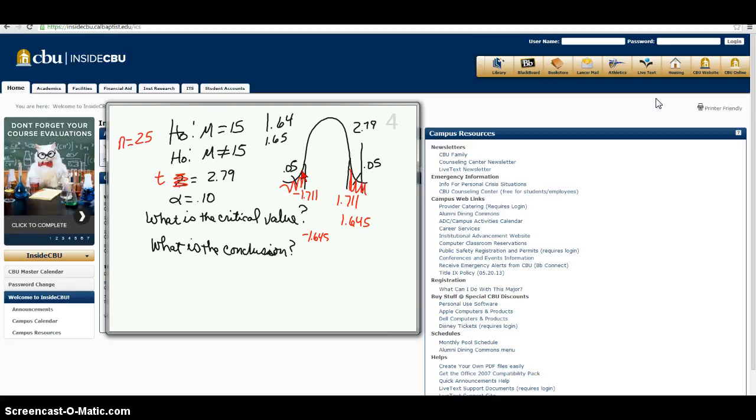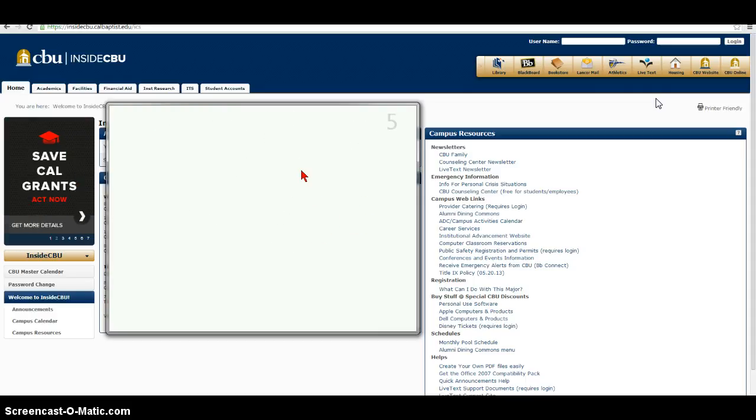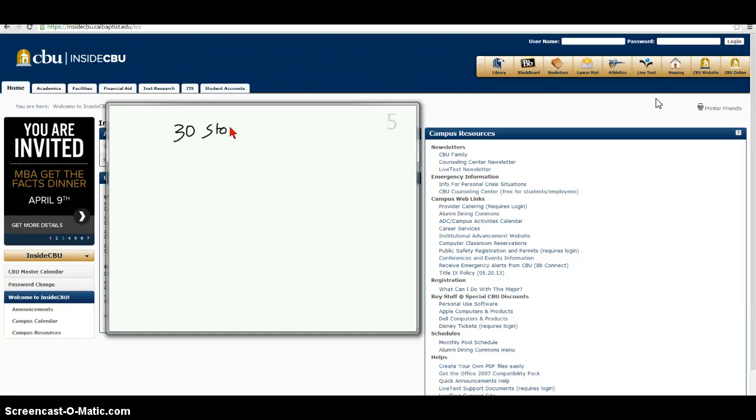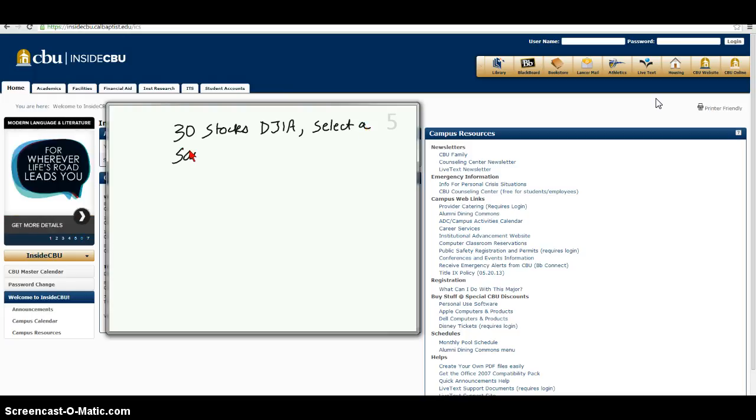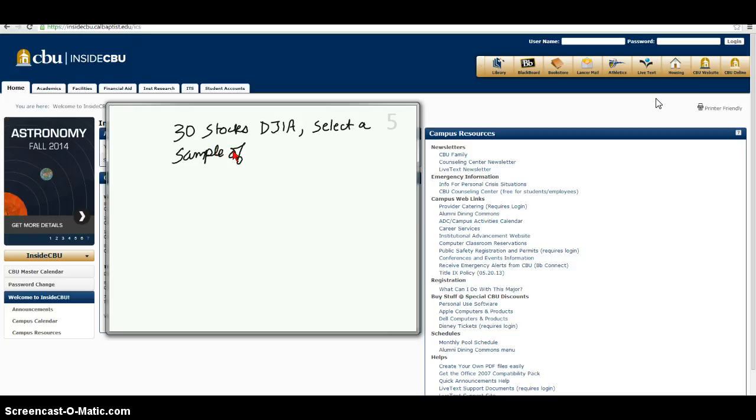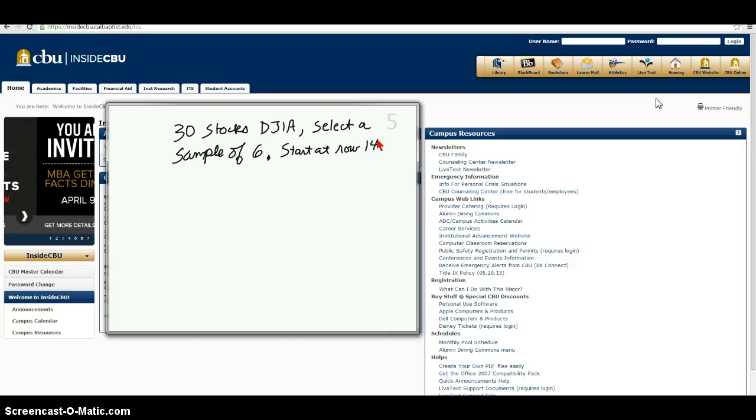Random numbers. So for example, if I said there are 30 stocks that make up the Dow Jones Industrial Average, and I want to select a sample of 6. And then I say start at row 14.